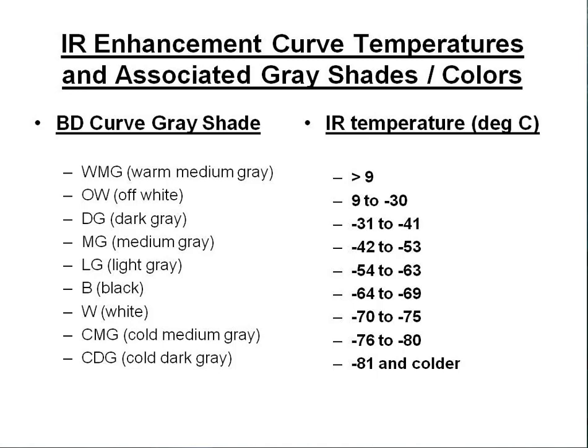In the cold range, the Dvorak BD enhancement uses 5 degrees Celsius intervals for discrete shades, as shown on this slide.